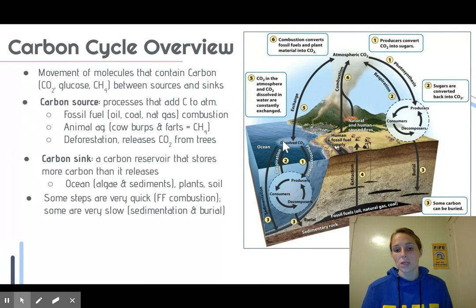So if we look at the ocean as an example of sedimentation and burial, when different organisms die, they move down to the bottom, they get compressed into the rock layer there, that's sedimentation. And then burial, they just keep getting pushed down. That takes so long. It's a very, very slow process. Eventually, it creates fossil fuels.